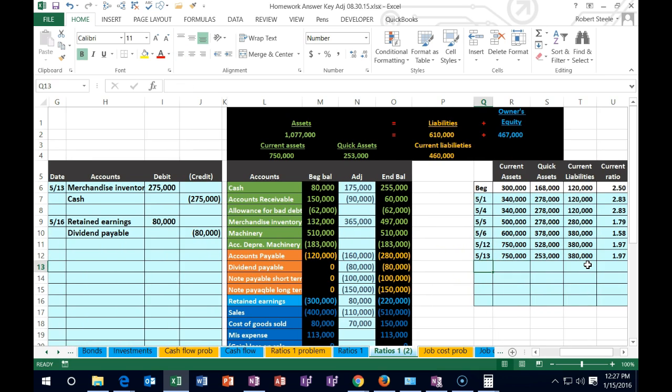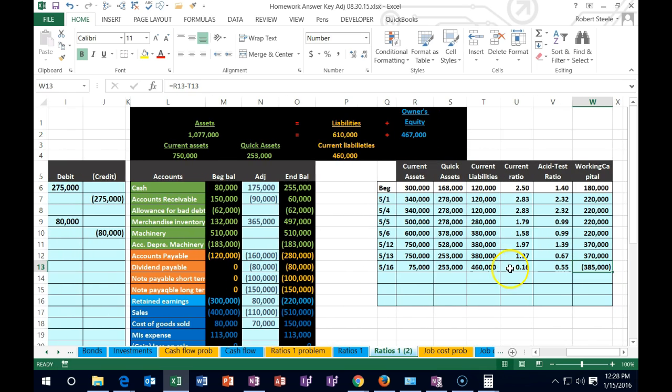So we're going to say on 5/16, what happened now? Well, we still have assets of 270 for current assets. We have quick assets of 253, no change. But current liabilities is now at 460. So let's delete this. Excel's trying to help me out again. But we're going to say that the current ratio then is going to equal the, let me delete that. This should be 750,000. Sorry about that. So we're going to be over here in U13.